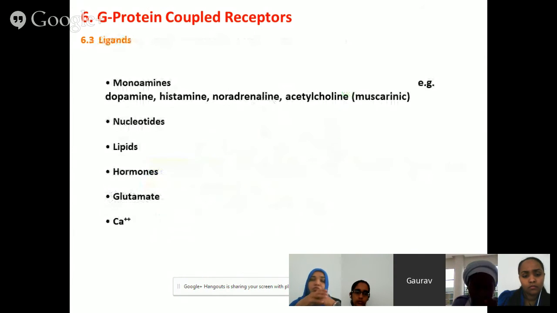There are different types of ligands or chemical messengers which bind on G protein coupled receptors and activate them. The examples are monoamines like dopamine, histamine, noradrenaline, acetylcholine. Nucleotides, lipids, hormones, glutamate, calcium ions. These are the different types of chemical messengers or ligands which bind on G protein coupled receptors and activate them.